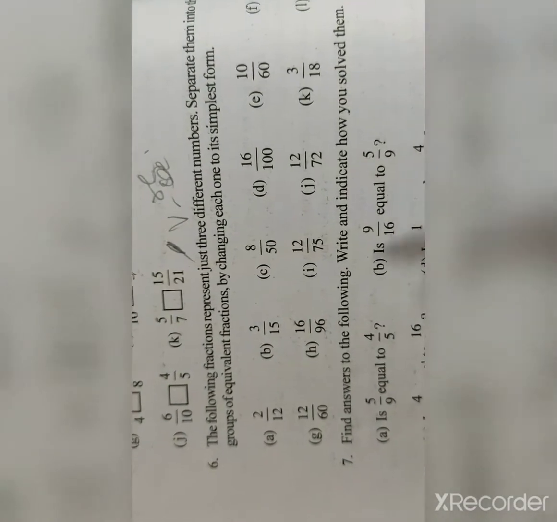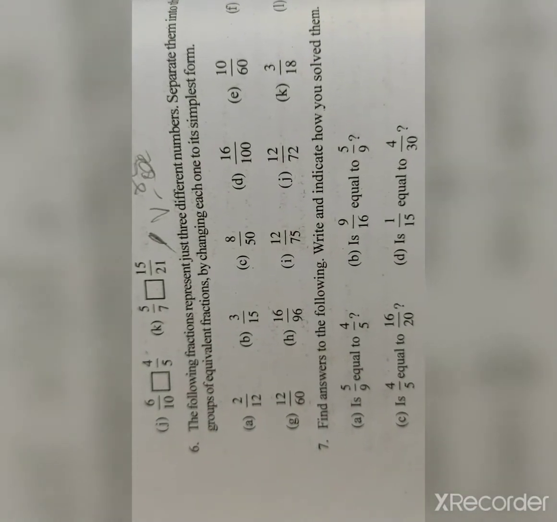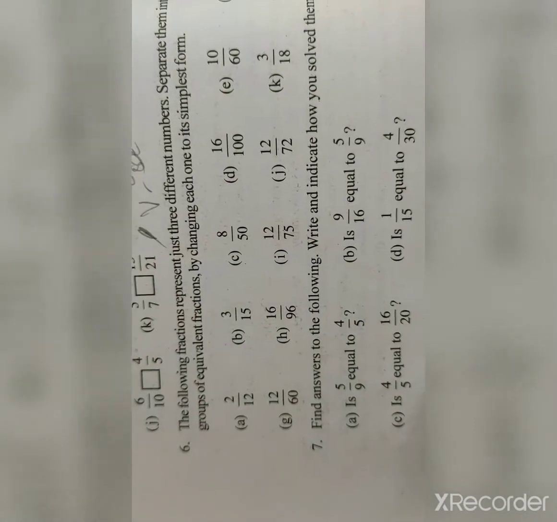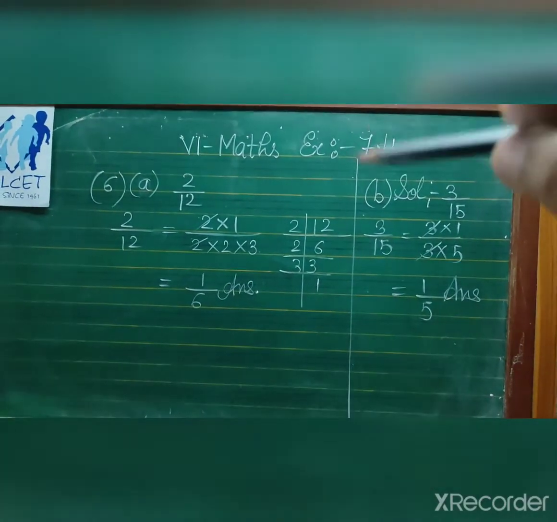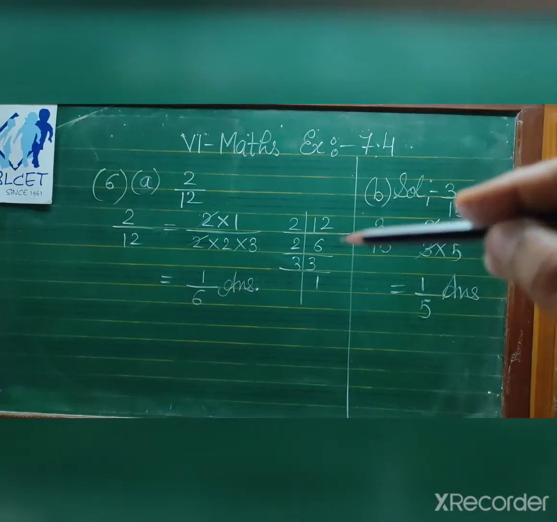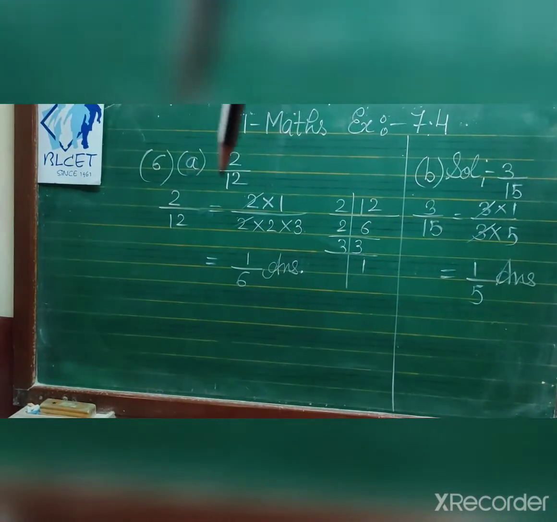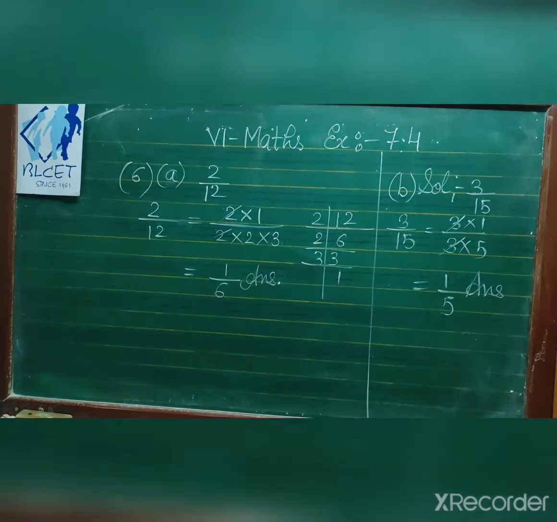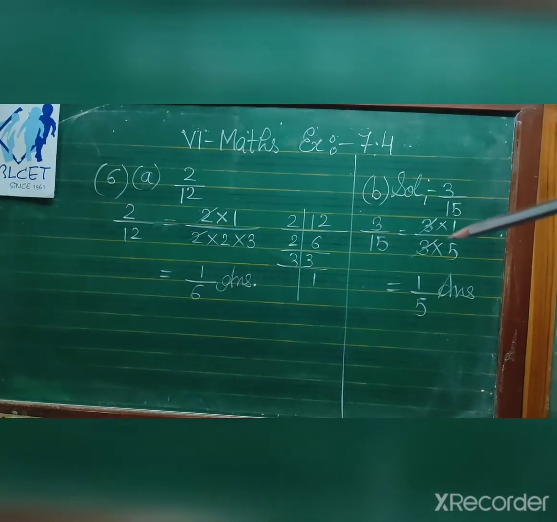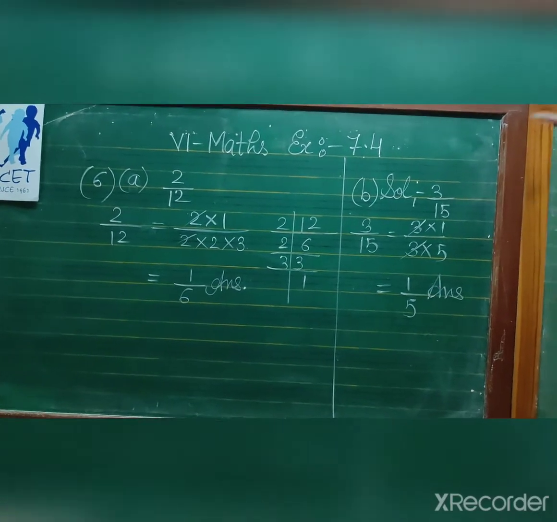So first we will change all of these into simplest form. Let us start from here. A: first, 2 upon 12. You can see here 12, 2 sixes are 12, 3 ones are 3. So we can write 2 into 1, then 2 into 2 into 3. Cancel 2 by 2, so 1 upon 6. And here in B, 3 ones are 3, 3 fives are 15, so 1 upon 5.